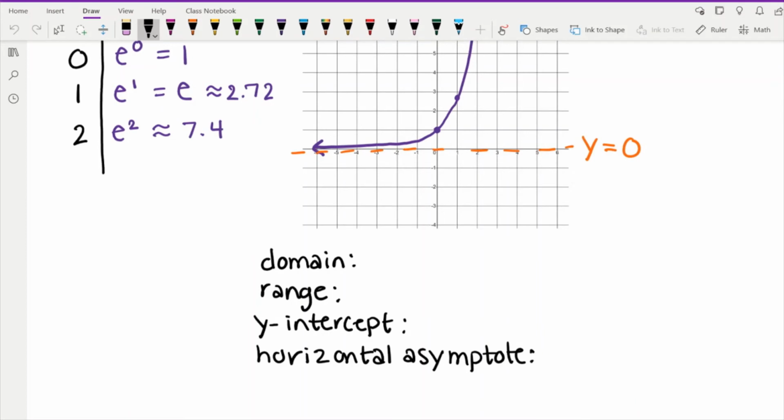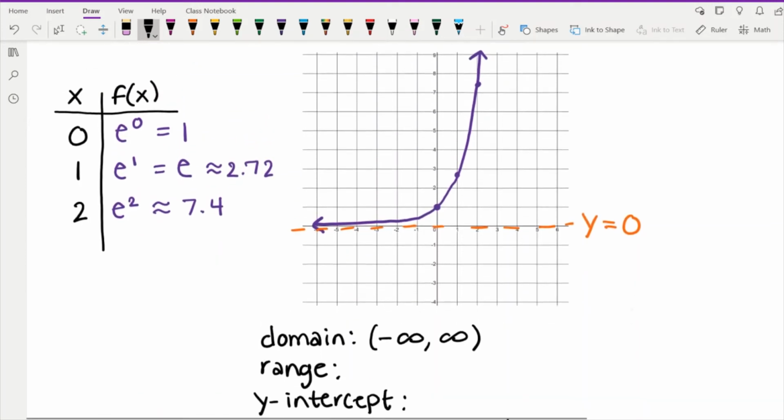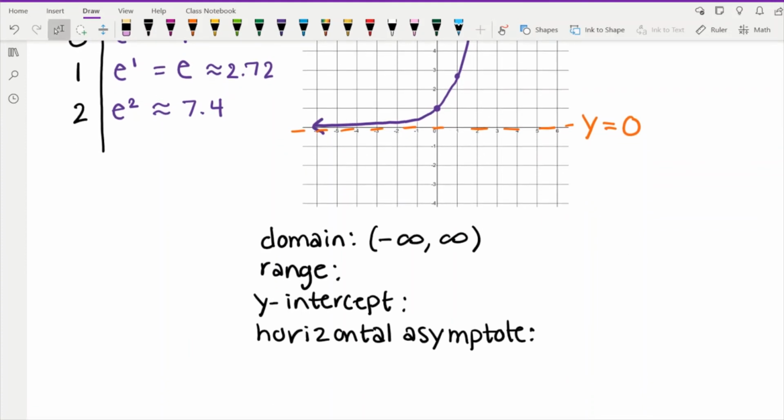Okay, so what is the domain? Well, just like with any exponential function, you can plug in any number, right? You can raise e to whatever number you want. So the domain is all real numbers. We can also see that the graph just continues to the left, continues to the right. So there's no issues with the domain.